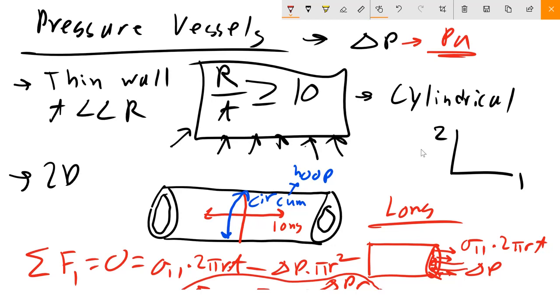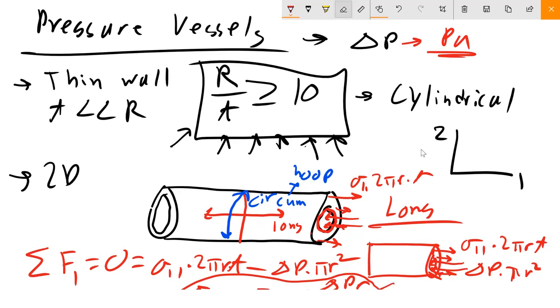So again, let's blow that up once more. You can see here there's going to be the force emanating along that ring. The area that this sigma 11 is acting on is going to be 2 pi R T. And then the pressure being exerted along this circle, again thin wall, you could just approximate as times pi r squared, just that area. So this is important, we'll remember this in just a second.